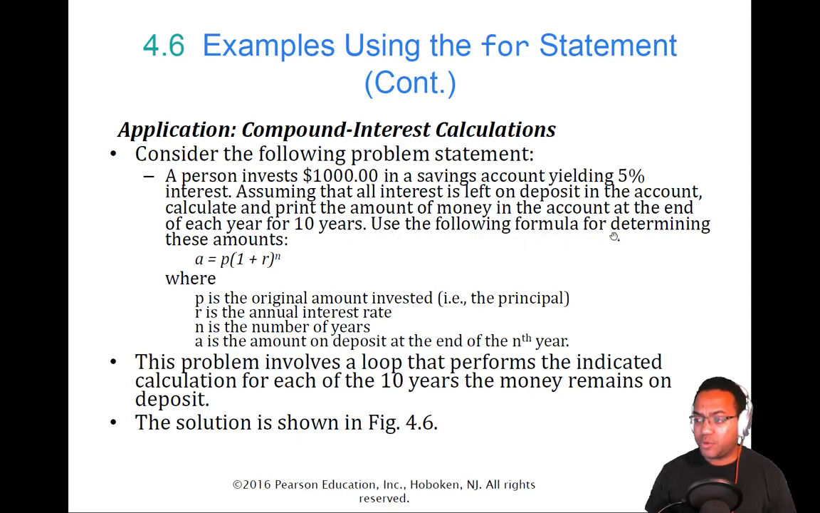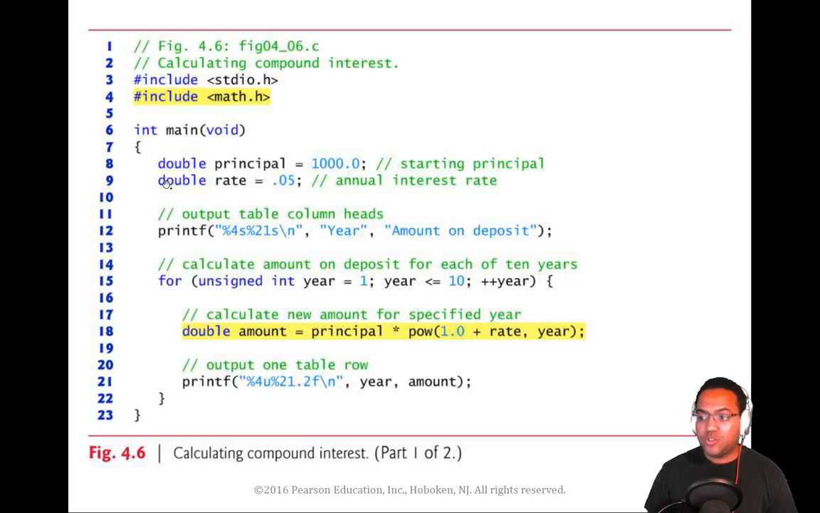Use the following formula for determining the value of the amount deposited at the nth year. Amortization is the value of a loan as it depreciates as you pay it off. I apologize. So basically we want a for loop here. And here we go. We have double principal equals 1,000, double rate equals .04. We're going to print the output table column headers, and then we're going to calculate.